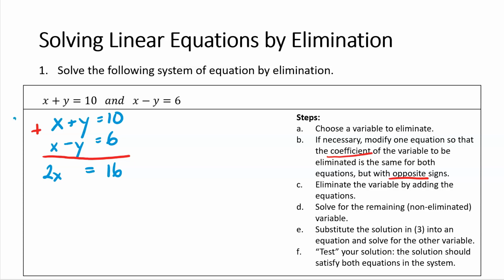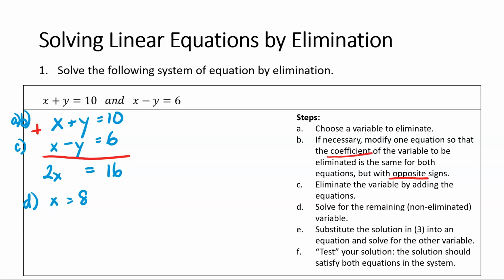So I'd say this was your step A and B here. Then step C is when you added the equations and eliminated a variable. Step D says solve for the remaining variable. Okay, so you have 2x equals 16. Step D will be x then equals 16 over 2, or 8. How did I do it? I divided both sides by 2.